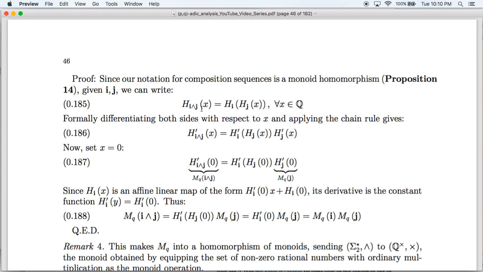Since h_{I wedge j} is h_I of h_j, if we differentiate both sides with respect to x, the chain rule tells us that h prime of I wedge j of x is h prime I of h_j of x times h prime of j, and now we set x equal to 0. This is m_q of I wedge j, this is m_q of j. And here, we note that since h_I is an affine linear map, its derivative is a constant. So what we evaluated at doesn't matter. We can replace this number on the inside here with 0, and that's then going to be m_q of bold I.